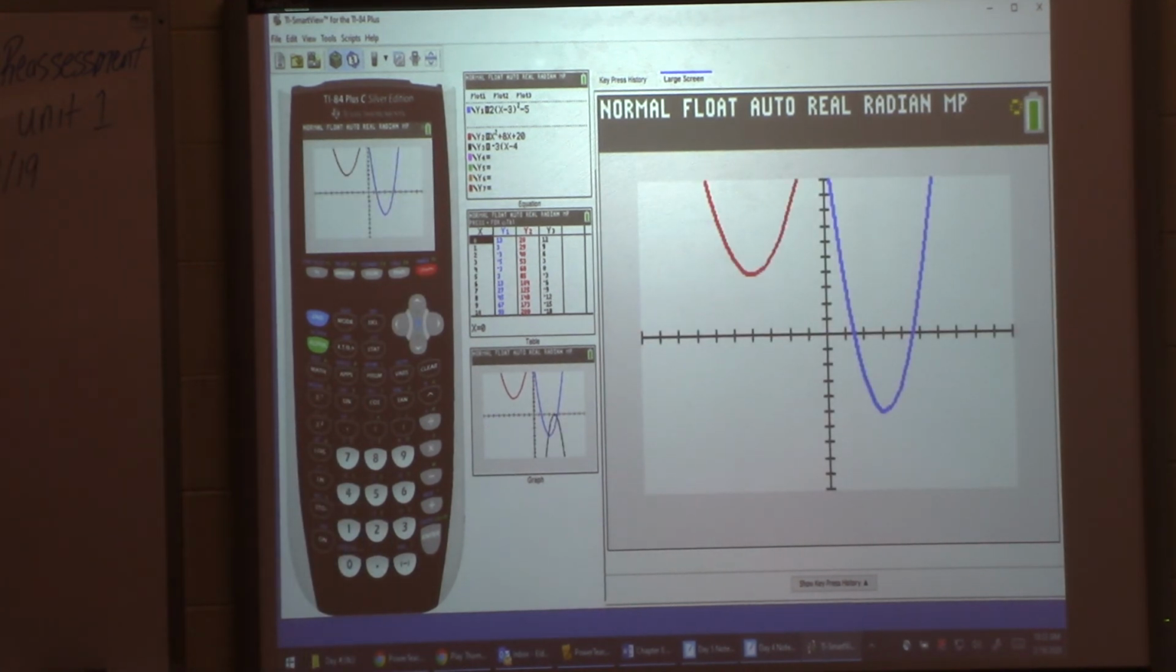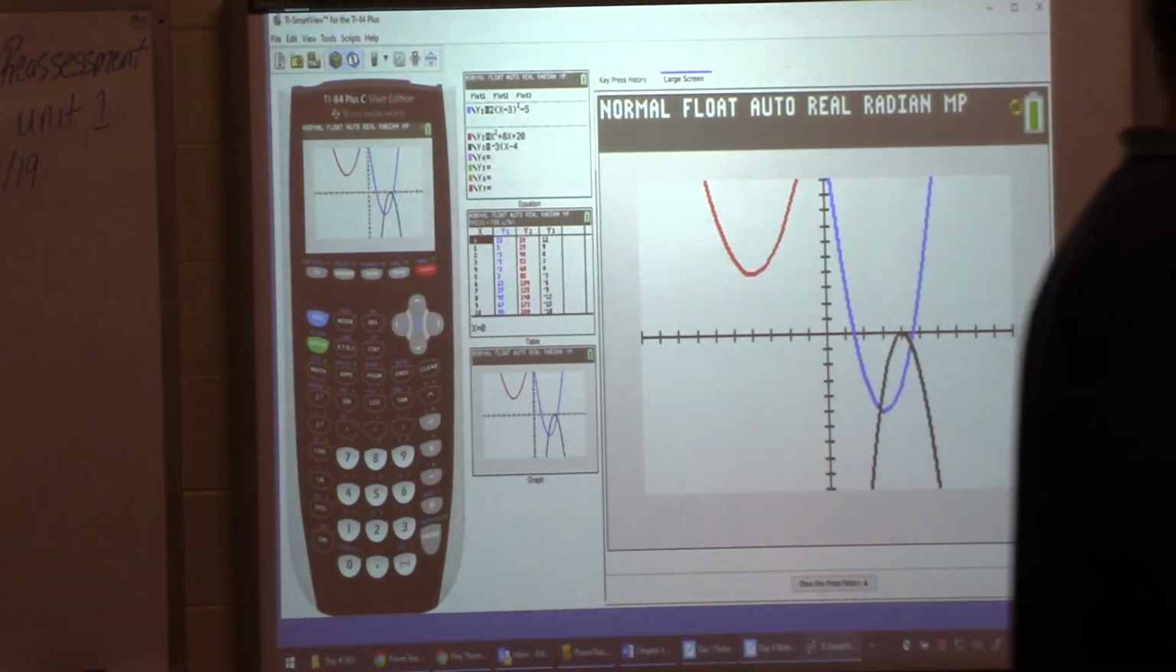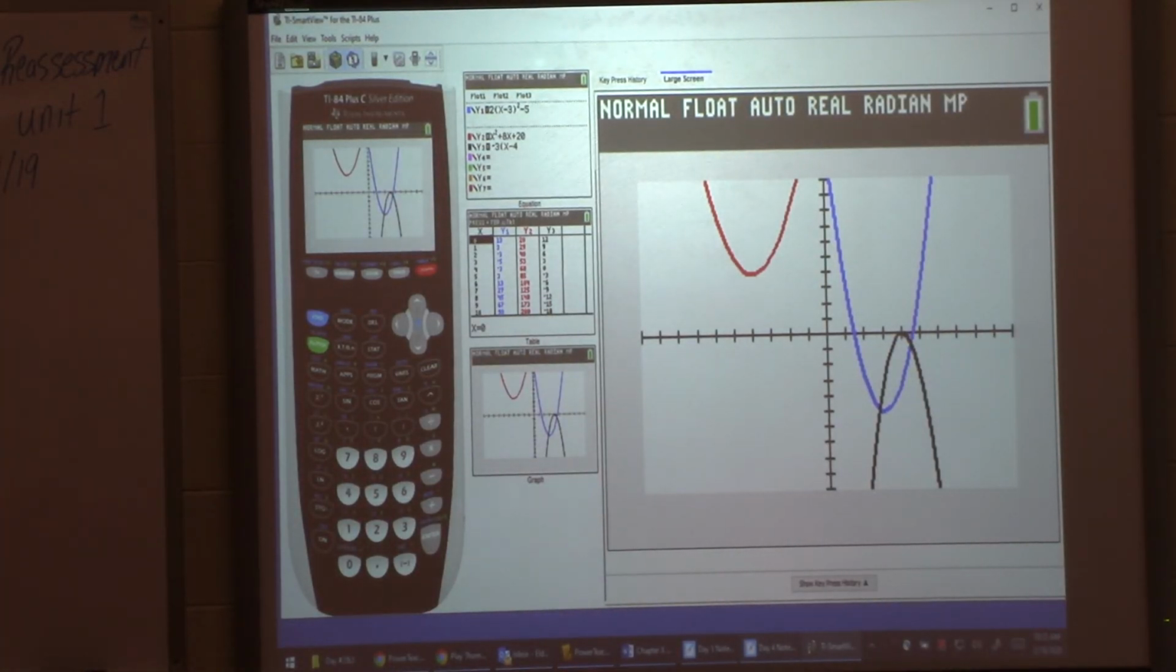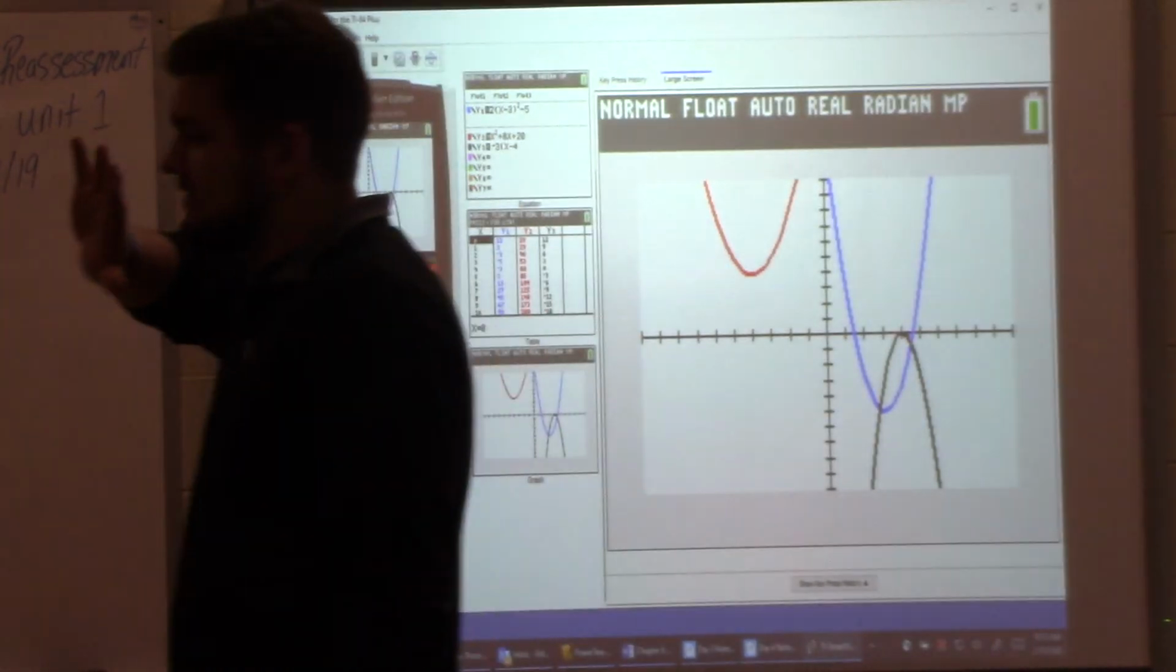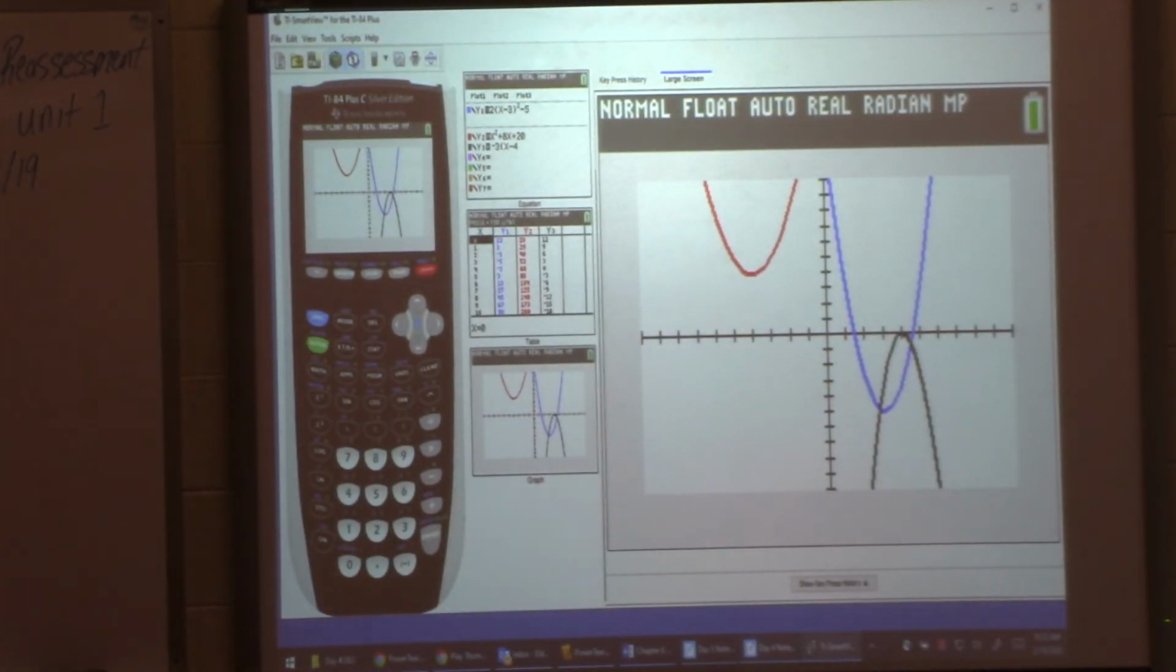That means that there's 2 complex. Yeah, that red one, guys, it never hits the x-axis, but that does not mean no solution. It's 2 complex. That's 2 complex solutions. That's the second one, 2 complex.